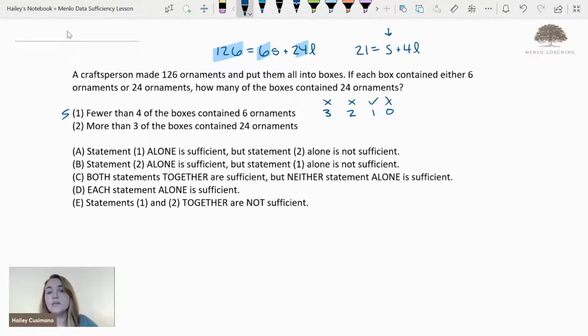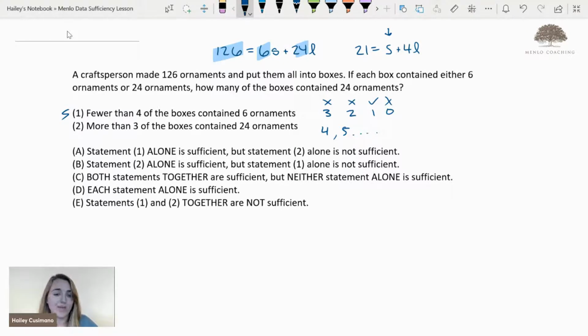Now, if we take the same line of thinking into statement 2, I would note that we no longer have that same parameter, that same constraint, that same restriction that told us that 4L needed to break down to give us an integer value, because now I don't have a coefficient in front of S. So if more than 3 of the boxes contain 24 ornaments, theoretically we have 4 boxes or 5 boxes and so on and so forth. But I'm actually going to stop there, because as soon as we can determine that we have more than one possibility, we're done. We don't have to do anything else from there.